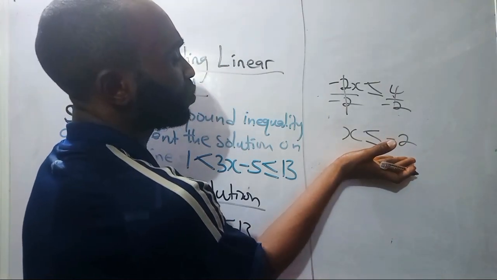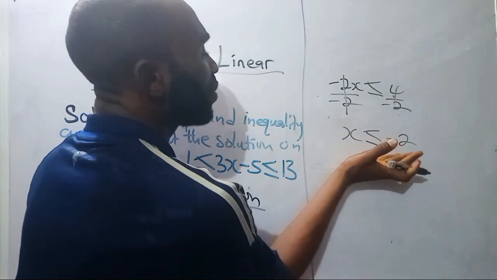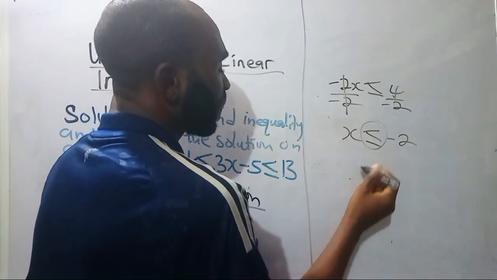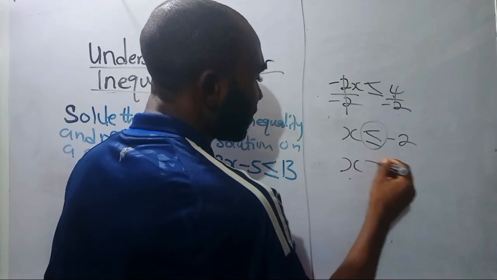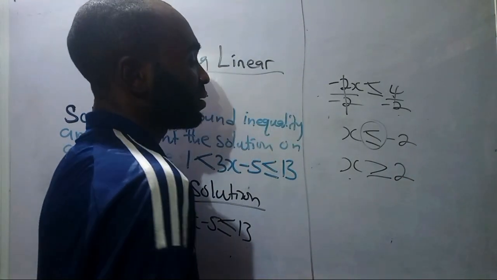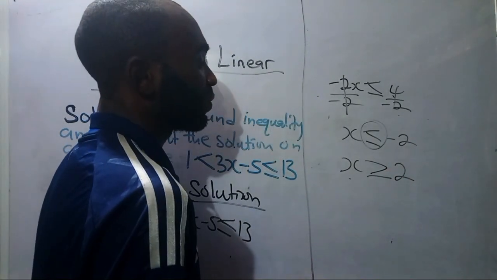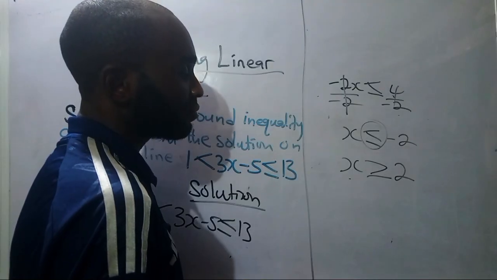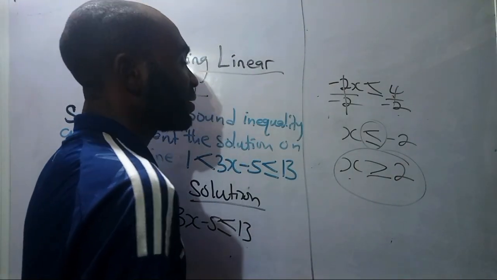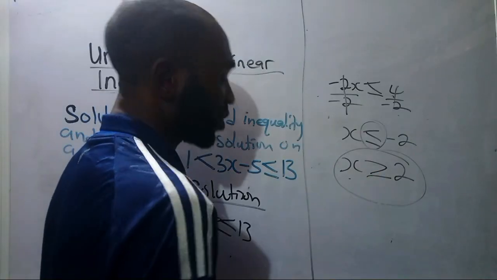Normally this is what you're supposed to have, but this is not how you're supposed to write this. You're going to revise this sign. Now you have x is greater than or equal to 2. By that time you can remove the minus sign. Okay, so this is how to represent it when you're dividing.